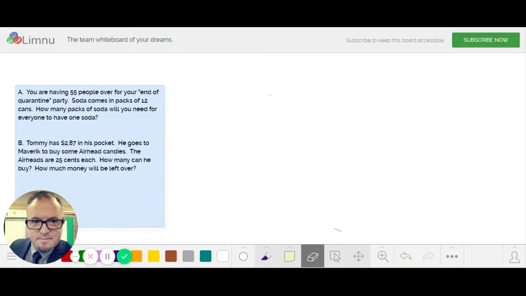You are having 55 people over for your end of quarantine party. And soda comes in packages of 12 cans. How many packs of soda will you need for everyone to have one soda?